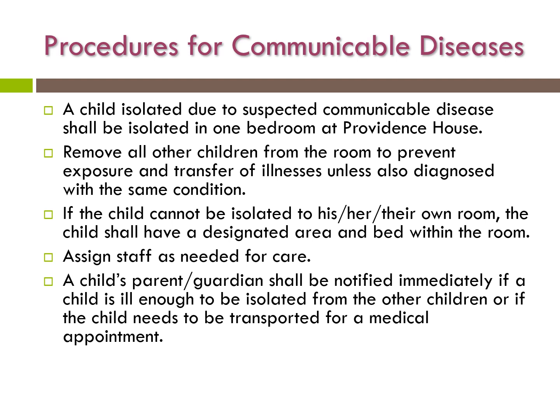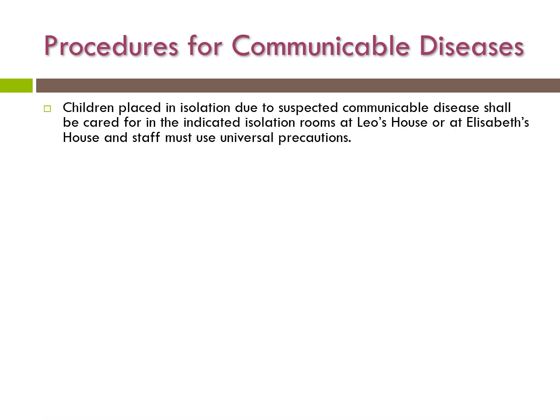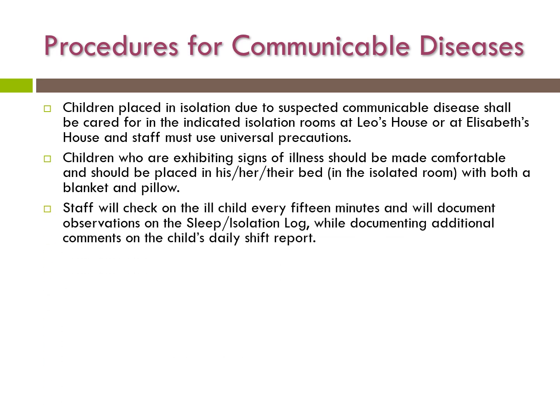A child's parent or guardian shall be notified immediately if a child is ill enough to be isolated from the other children or if the child needs to be transported for a medical appointment. Children placed in isolation due to suspected communicable disease shall be cared for in the indicated isolation rooms at Leo's house or at Elizabeth's house, and staff must use universal precautions. Children who are exhibiting signs of illness should be made comfortable and should be placed in his, her, their bed in the isolated room with both a pillow and a blanket.